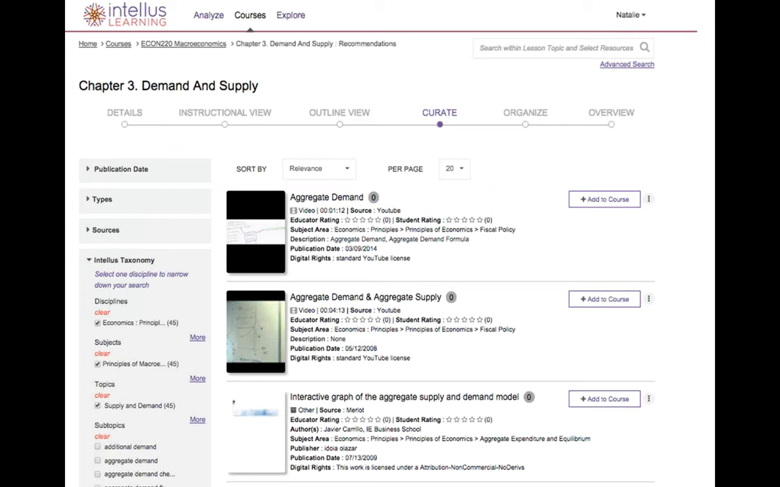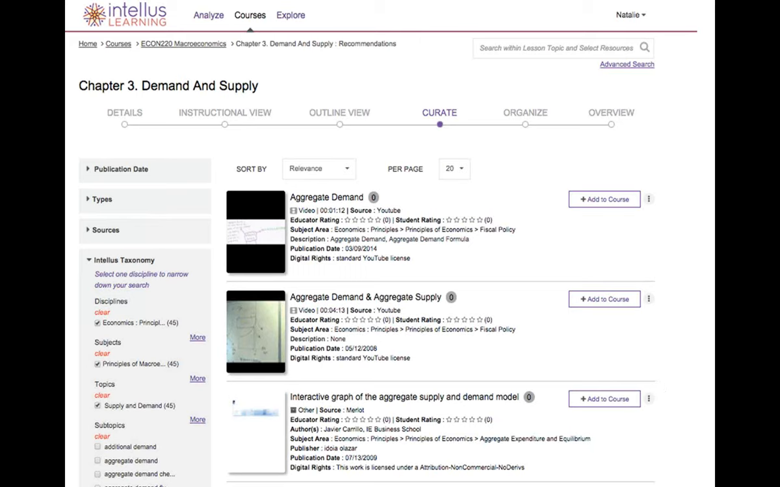And then once the information is entered into the system, essentially you receive results based on specific topics. So in the topics of demand and supply in the context of a macroeconomics course, I'm presented with results. And these results span across YouTube, Merlot, OER Commons, OpenStax, a number of sources that we have already indexed, a couple of dozen to date and growing.